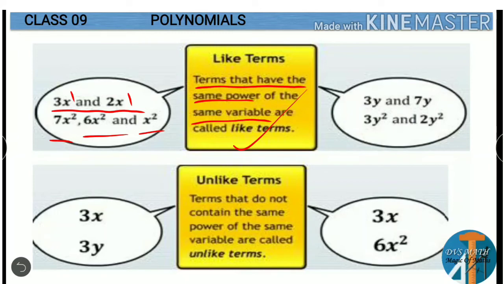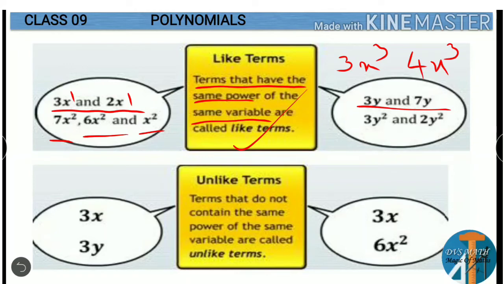If you observe this side, 3y and 7y, the power is 1 and the variable is y, same. In the same way, 3y square and 2y square: here the power is 2, the same power, and the variable is the same y. If we consider some more examples, you can observe 3x cube and 4x cube. Here the power is 3 and the variable is x.